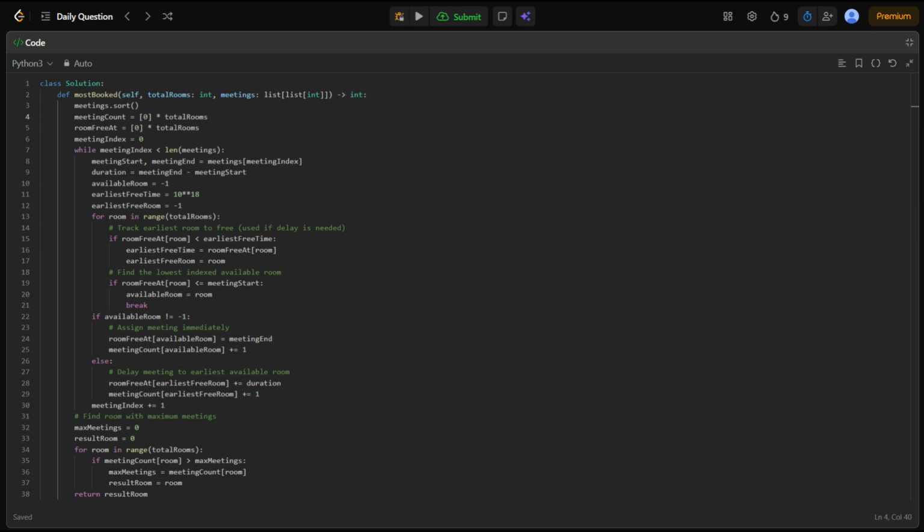Step 6. Repeat for all meetings. We repeat this process until every meeting has been scheduled. At this point, we have accurate room usage timelines and exact counts of how many meetings each room hosted.